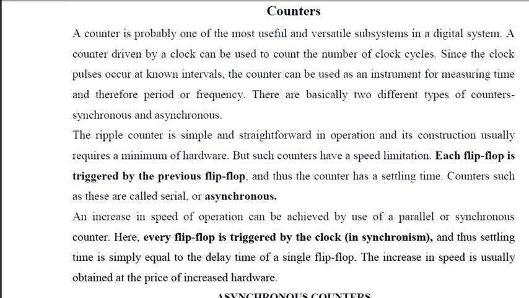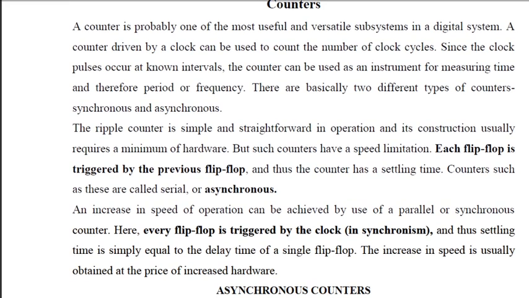In the case of an asynchronous counter, the output of the first flip flop is given as the clock to the second flip flop, and similarly the output of the second flip flop is given as the clock to the third flip flop, and so on. That is why it is called asynchronous, because there is a delay in triggering the next flip flop. Only once the first flip flop is set can the second flip flop become active. So that means there is a speed limitation.